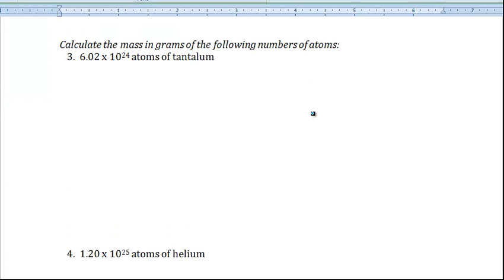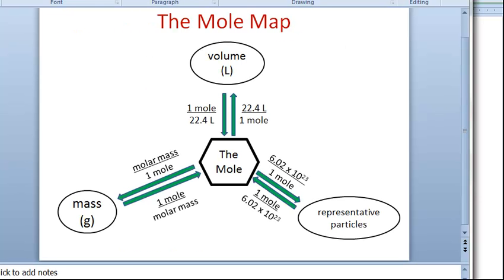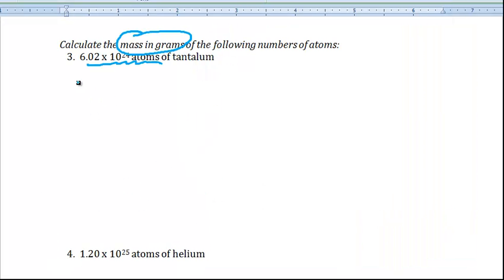Moving on to number 3. This time we're going to go in the opposite direction. We're being given the number of atoms, and we're being asked to find the mass. So conceptually, we're starting over here with number of represented particles. This time we divide by Avogadro's number to get to the mole, and then to turn the mole into mass, we multiply by the molar mass. Okay, so back to the problem.